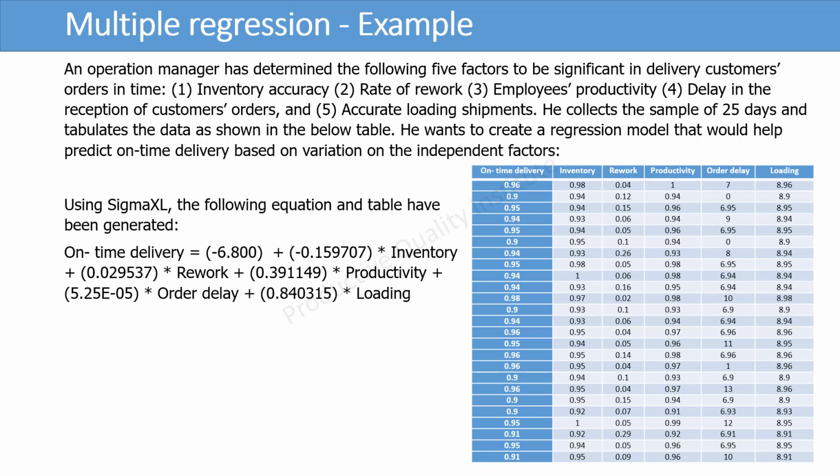Using Sigma Excel, the following equation and table have been generated. The generated model is: on-time delivery equals minus 6.8 plus minus 0.159 times inventory plus 0.029 times rework plus 0.391 times productivity plus 5.25e minus 5 times order delay plus 0.84 times loading.